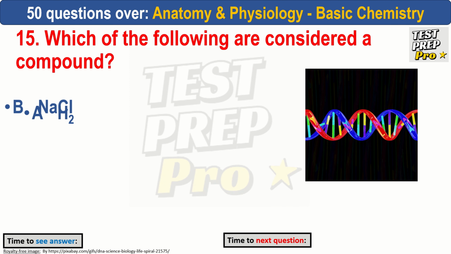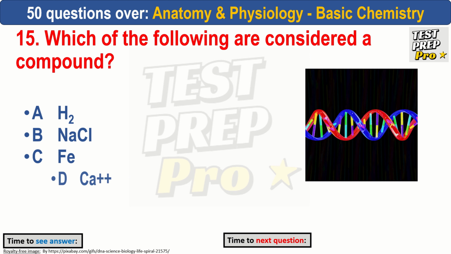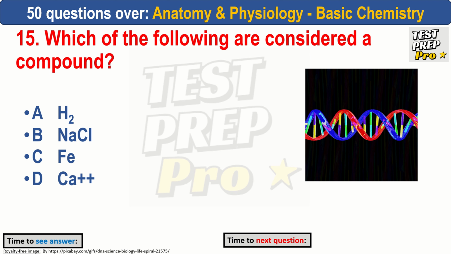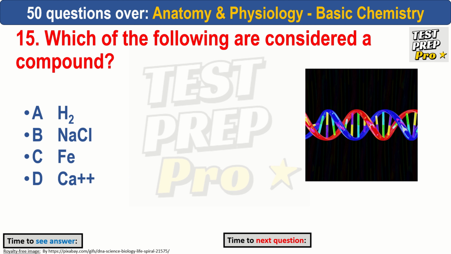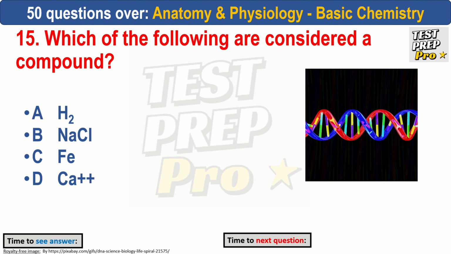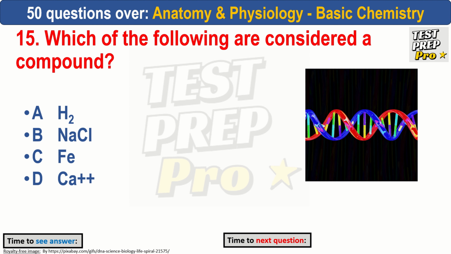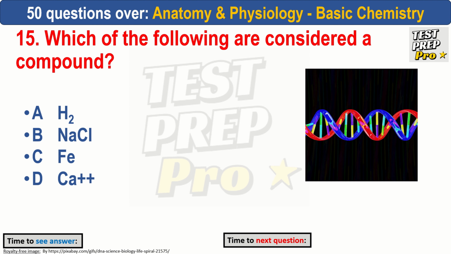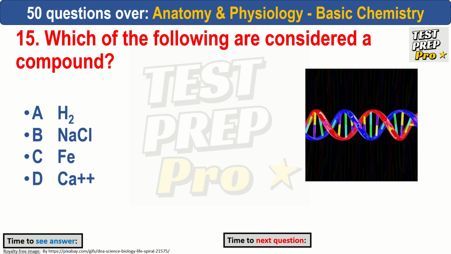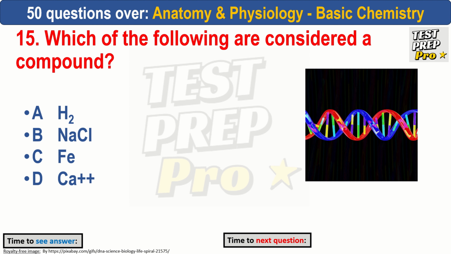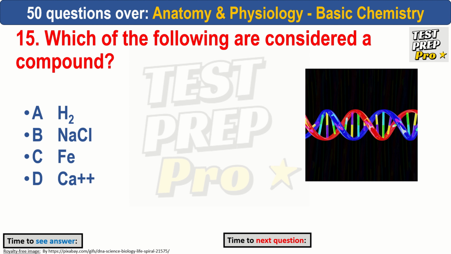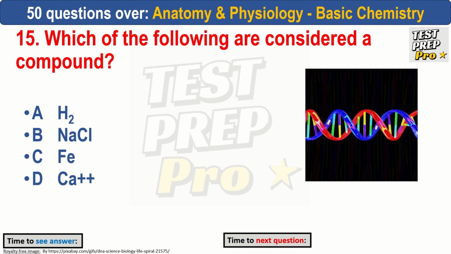Which of the following are considered a compound? Answer A is an uppercase H with a little subscript 2 next to it. Option B is an uppercase N with a lowercase a, then uppercase C with a lowercase l, which is sodium chloride. C is an uppercase F with lowercase e, referring to iron. And then D is uppercase C with lowercase a and 2 pluses after it. That relates to calcium.